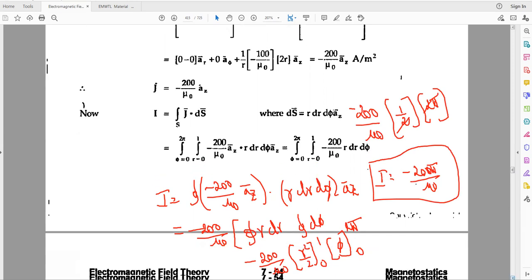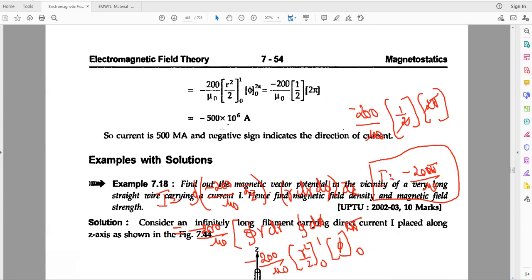Got it, my students? The current we got is minus 200 pi by mu naught. Substitute that mu naught value also, that is 4 pi into 10 power minus 7. So current I is equal to minus 200 pi by mu naught. Mu naught is 4 pi into 10 to the power of minus 7. So pi gets cancelled, and 200 by 4 is 50.